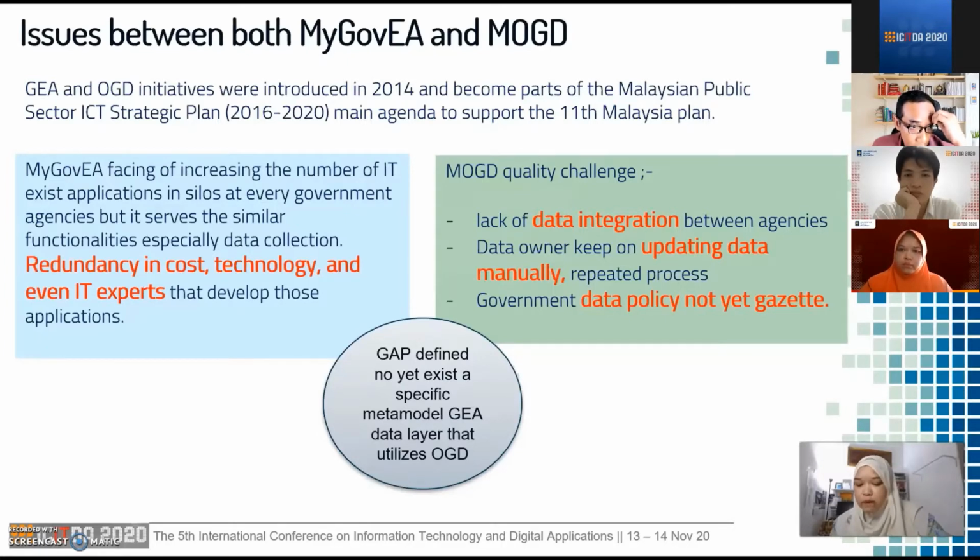On top of that, MyGovernment enterprise architecture is also facing an increasing number of IT applications in silos at every government agency. These serve similar functionalities, especially data collection. There is redundancy in cost and technology, and even IT experts are wasted fulfilling the management requests of developing new applications.